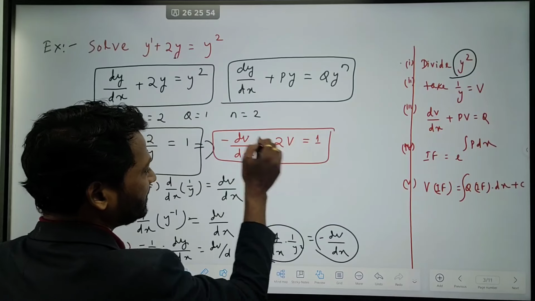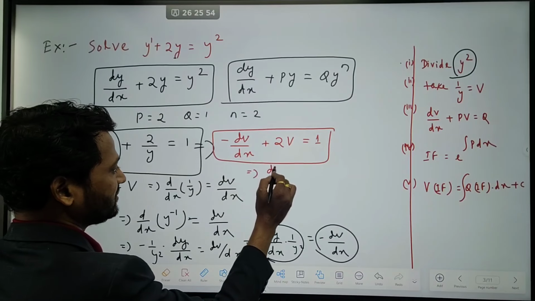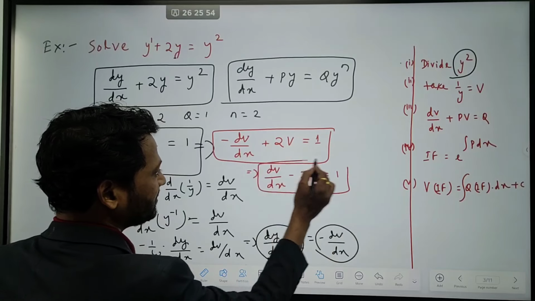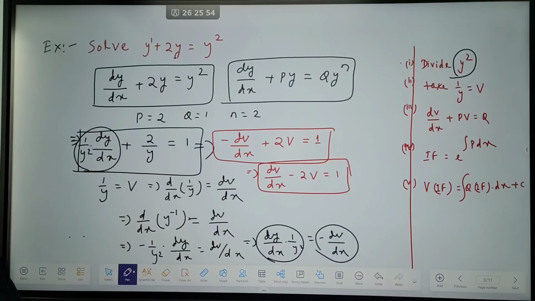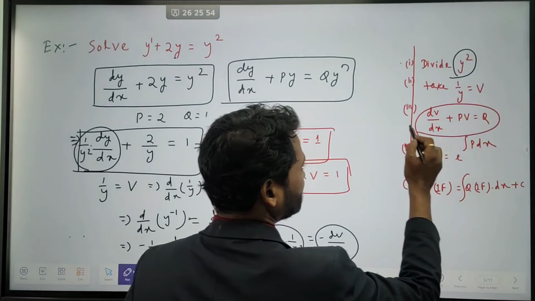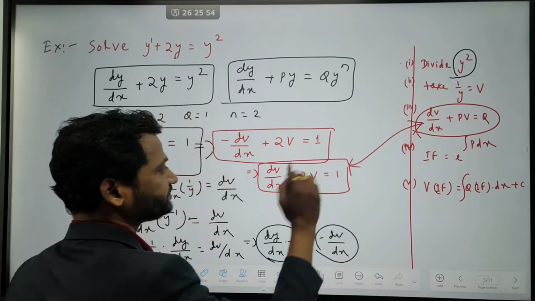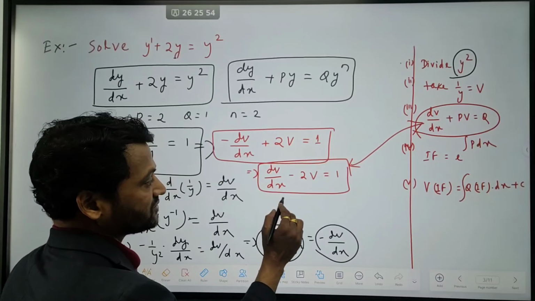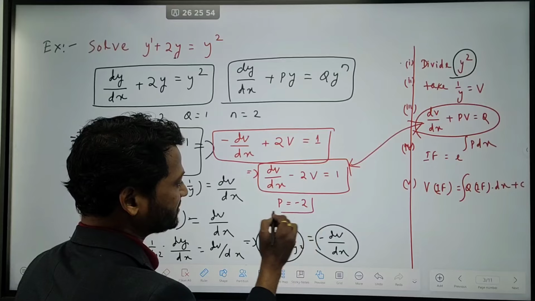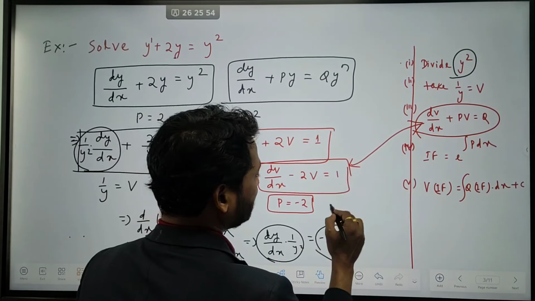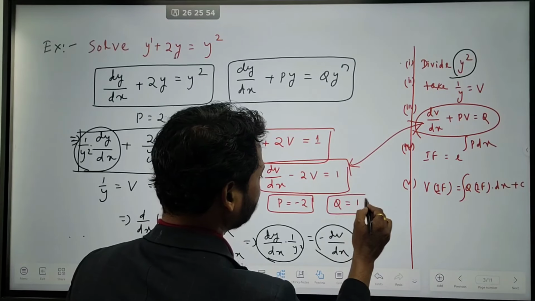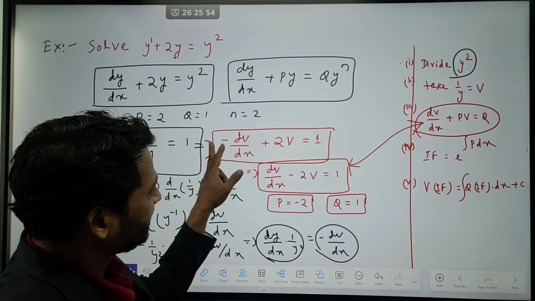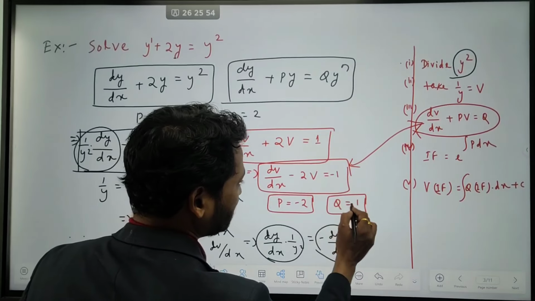ठीक है, so you multiply minus in LHS and RHS, your answer become dv by dx minus of 2v is equal to 1. So ये हो गया एक स्टैंडर्ड फॉर्म ऑफ linear differential equation. So if I compare this equation to the standard form of linear differential equation, we can say p is equal to -2, right, and q is equal to 1. Sorry, you multiply minus in LHS and RHS, so it is -1, so q is -1.